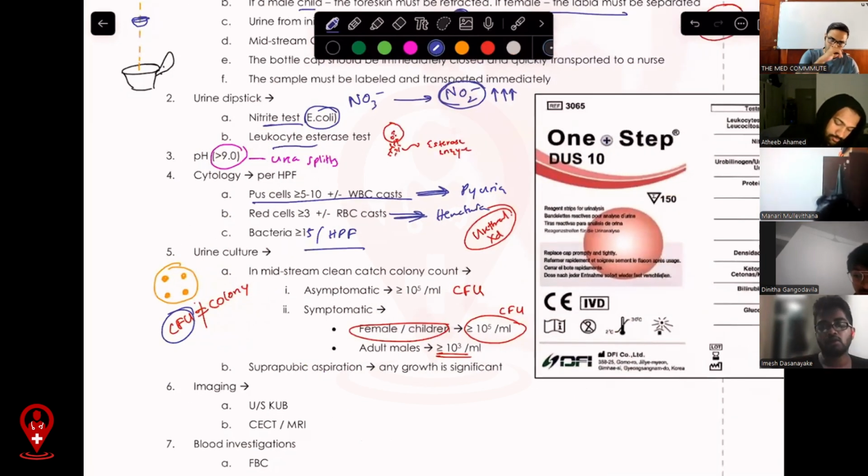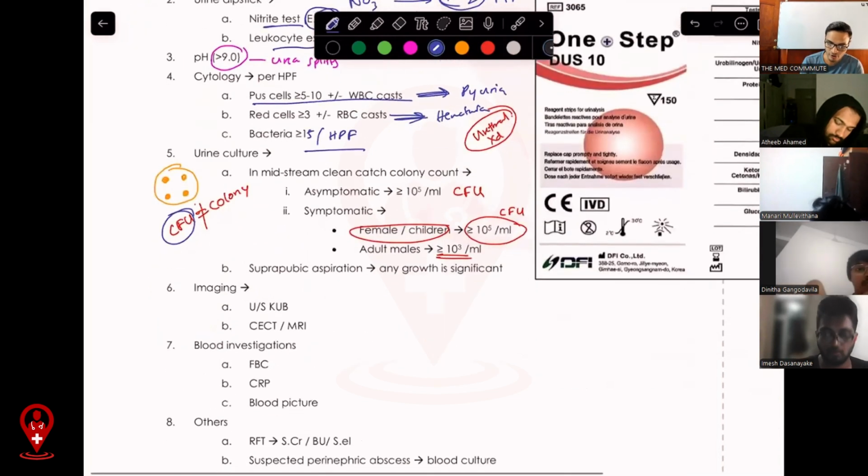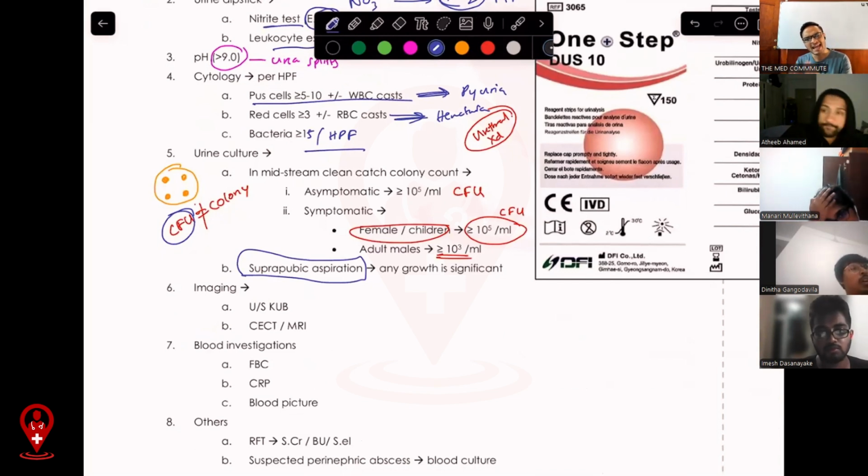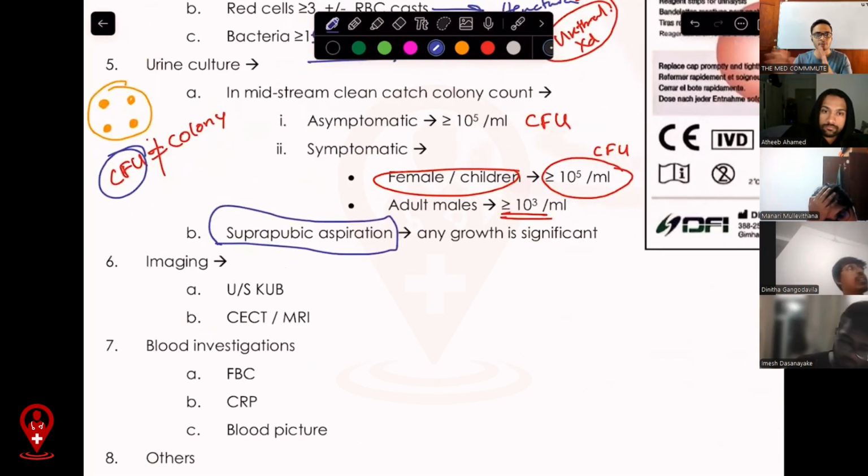Then the next thing I want you all to know: in some patients, if there is absolute, severe obstruction, we can do something called a suprapubic aspiration. If we do the suprapubic aspiration, any growth is significant. We don't need to look for 10 to the power 3 or 10 to the power 2. We don't care. Even if 1 is there, it is significant.